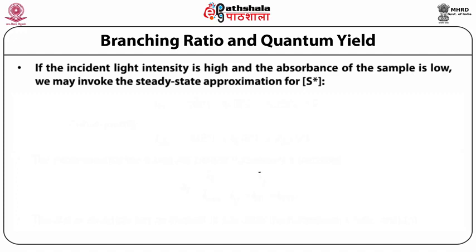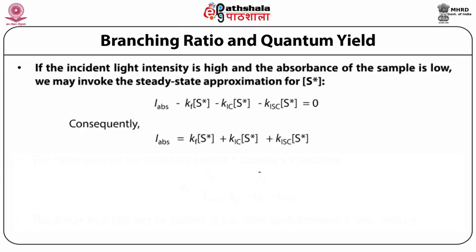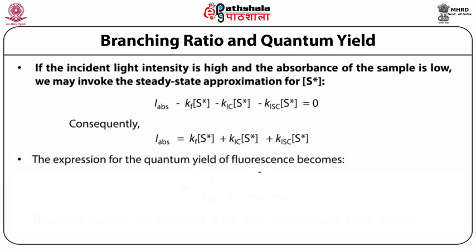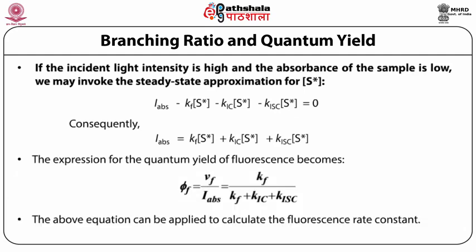If the incident light intensity is high and the absorbance of the sample is low, we may invoke the steady state approximation for the state S star, and that can be written as I absorption minus Kf minus Kic minus Kisc is equal to 0. Consequently, I absorption is equal to Kf plus Kic plus Kisc. Here, the expression for the quantum yield of fluorescence becomes phi f is equal to I f divided by I absorption, which is equal to Kf divided by Kf plus Kic plus Kisc.